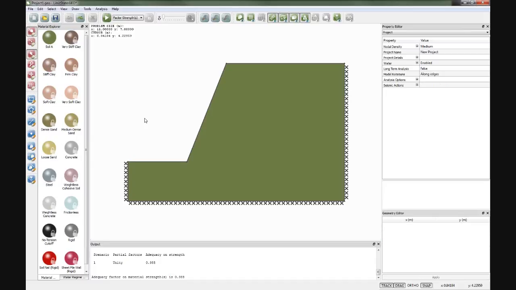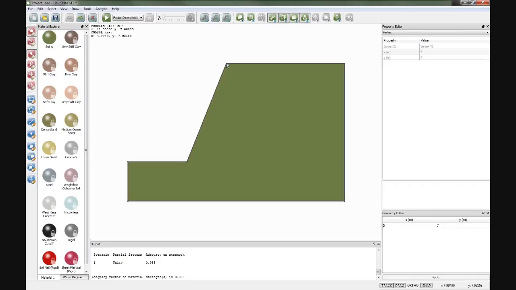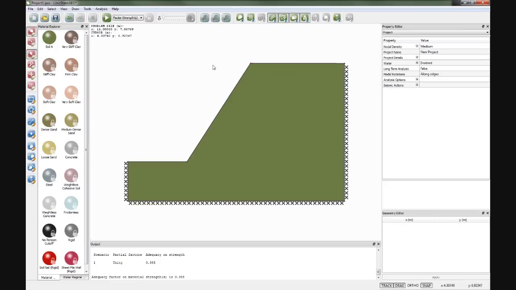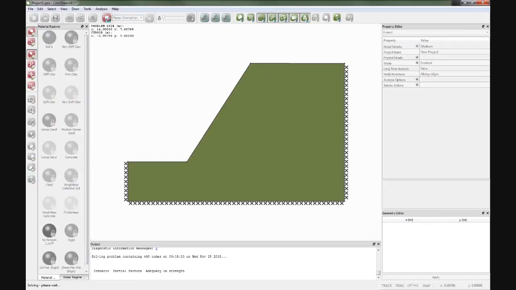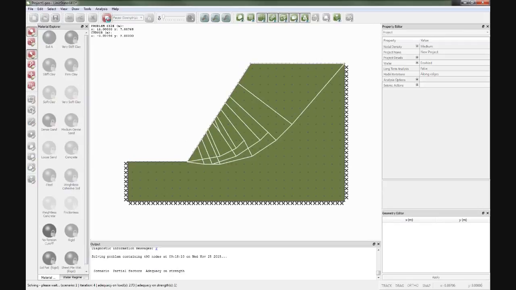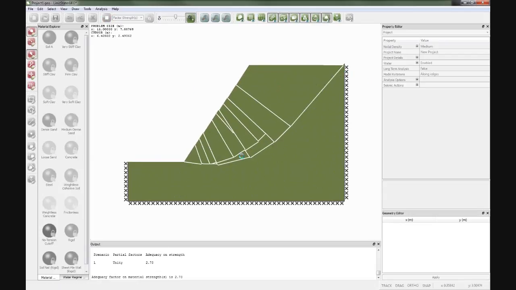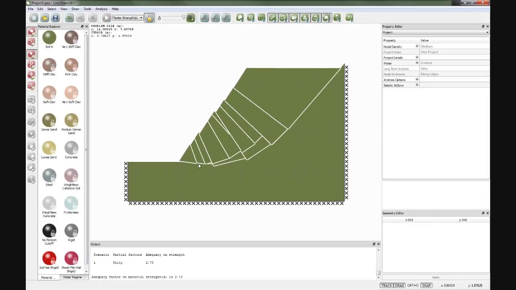Now, the software is very interactive. You can play around with the geometry any way you like. I can click on a point up there and drag it sideways and look at the analysis of a somewhat shallower slope. So if I click solve again, I now get a slightly different mechanism. The mechanism is much larger. The base of it is starting to go below the level of the toe, and the adequacy on strength has gone up to 2.73. So the factor of safety on strength is higher, as we'd expect for a shallow slope.